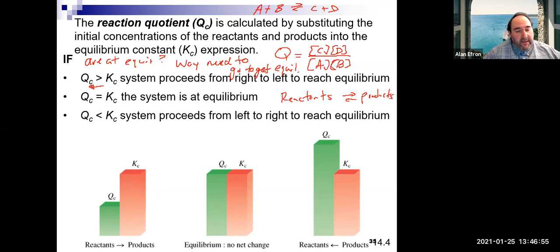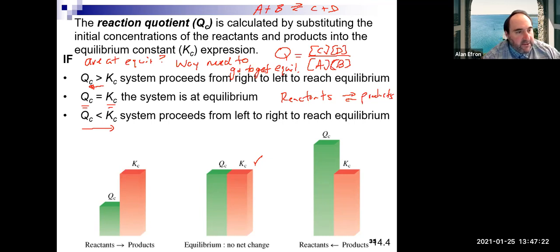If you calculate Q and it equals the K value, then congratulations, you are at a system that is at equilibrium at that point. And lastly, if you calculate Q and it's less than K, that tells you that you are not at equilibrium. In order to reach equilibrium, you need to go opposite the way this thing is pointing, towards the right-hand side, and make more products to reach equilibrium.